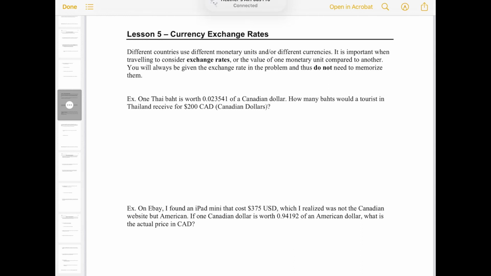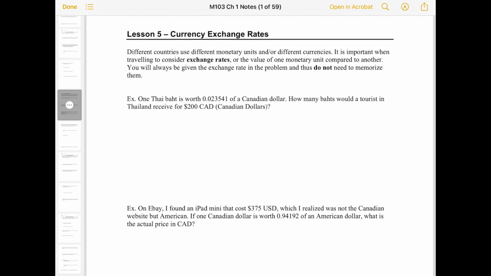So lesson 5, currency exchange rates. Different countries have different monetary units, or different currencies, right? The Canadians have dollars, Americans have dollars too, but it's a different dollar. Whereas others have, like, the British pound, the Mexican peso, etc.